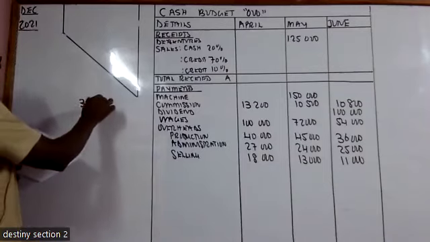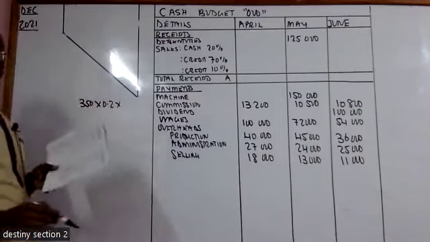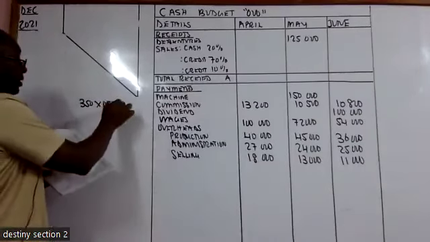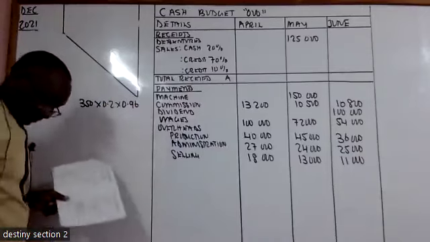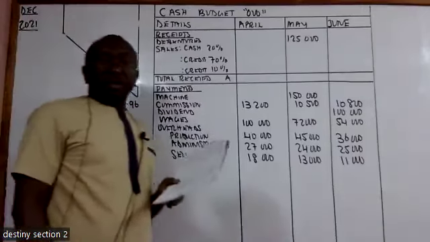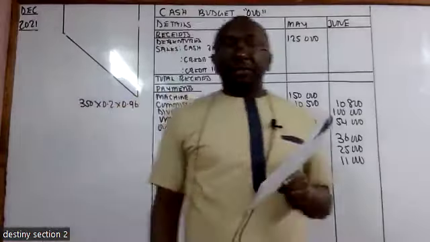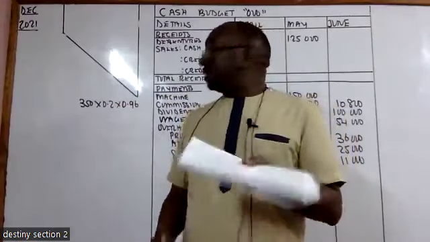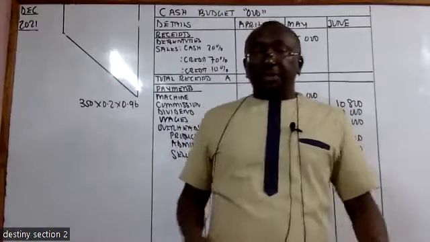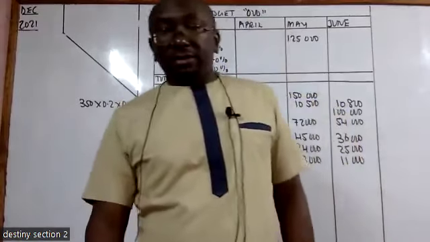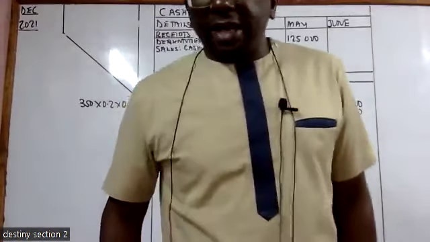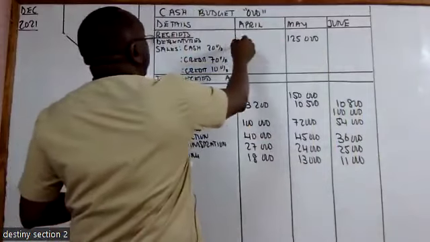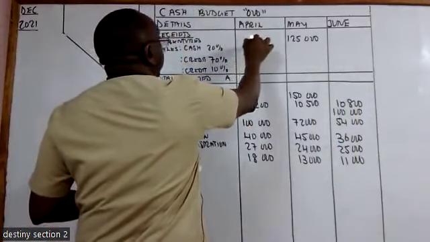So you get 20%, and then that 20% multiplied by 96%, 0.96, so that we get to know after the discount. So 350, 20% of that, then 96% because they have enjoyed a discount. So that is 67,200. Now let us write here the cash for April, 67,200.